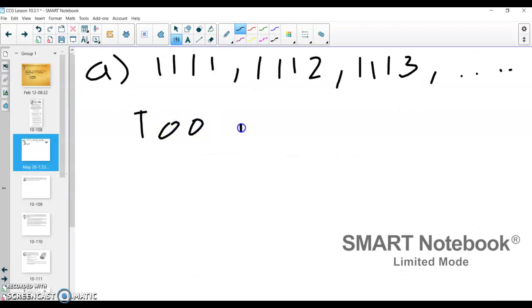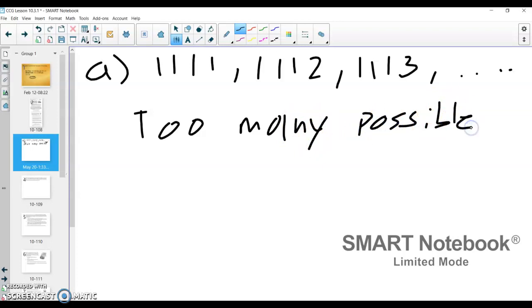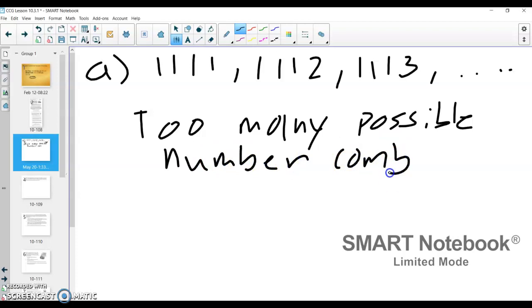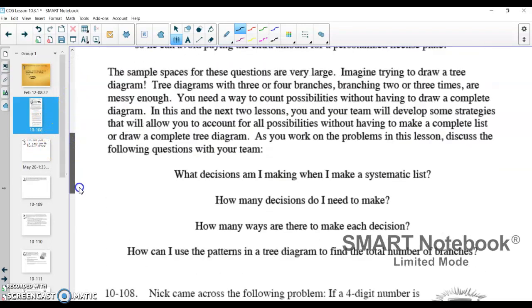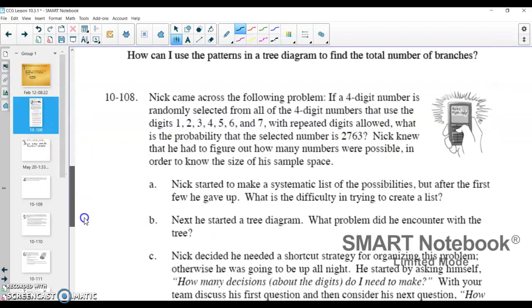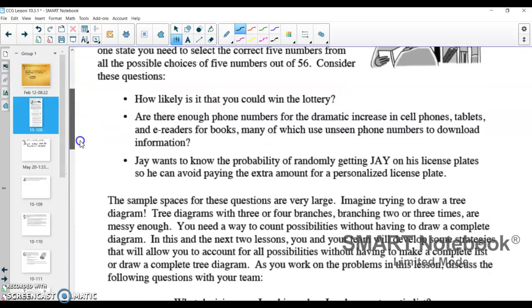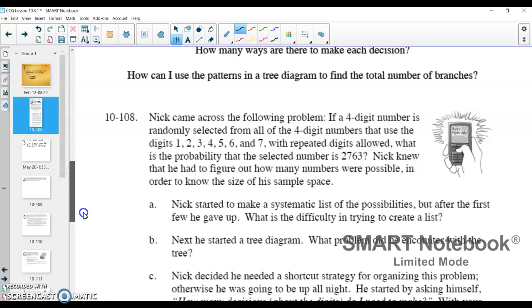Too many possible number combinations, I'll say it like that. Or I could say the sample space is too big. I'll say number combos, though. I kind of like that. What that shows me is that in a lot of these circumstances with the fundamental principle of counting, we can't do a systematic list because the numbers are just too big.